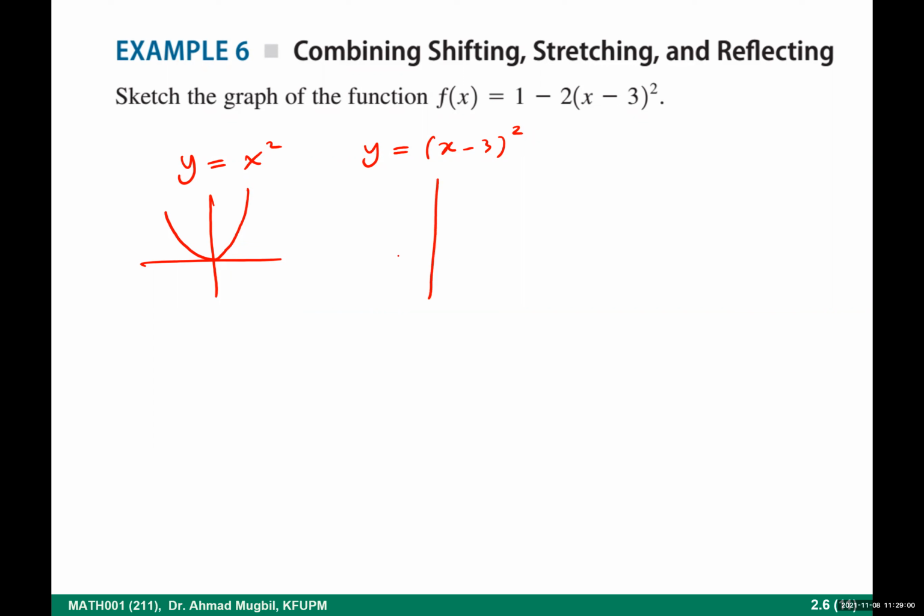Now, the graph of this one will be where? It will be the same as the graph, but shifted to the right. So it will be here at 3. So the graph will be like this.